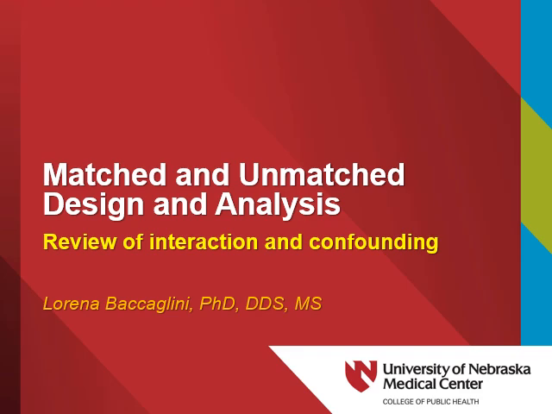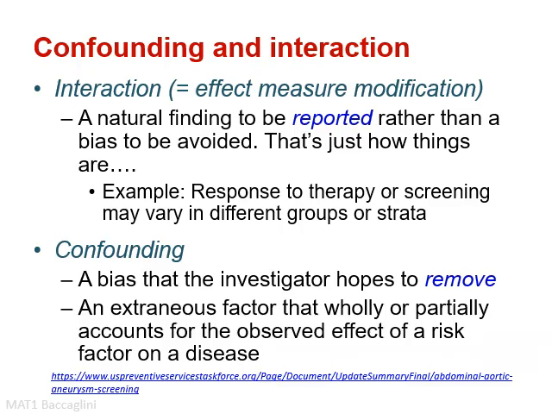First, let's review the concepts of interaction and confounding. Interaction, also known as effect measure modification, is a natural finding that needs to be reported, and it's not a bias that needs to be avoided. It's just how things are. For example, you might have response to therapy or screening that may vary in different groups or strata because they have a different risk.